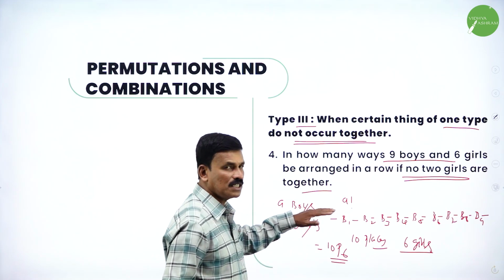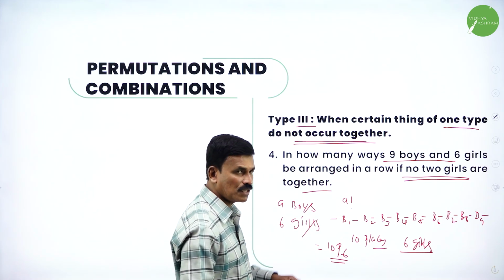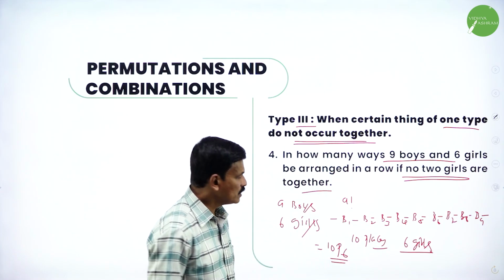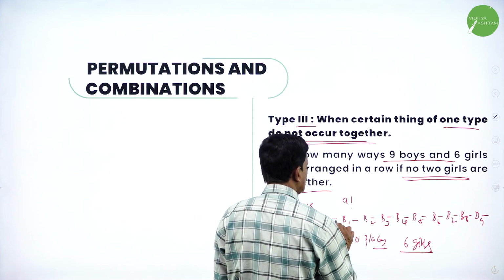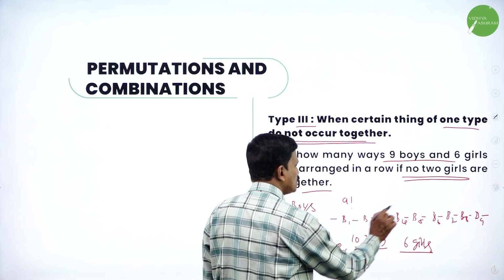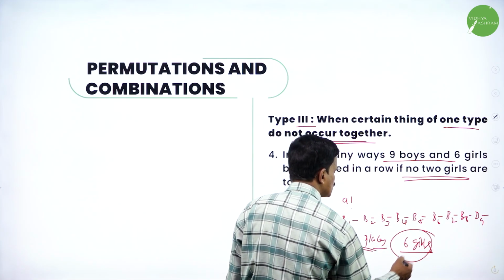See here, very simple concept. There are 9 boys, and 9 boys can be arranged in 9 factorial ways. Let us consider the boys B1, B2, and so on up to B9. The remaining 6 girls can be arranged in the gaps. So all these 10 places can be filled by the 6 girls.